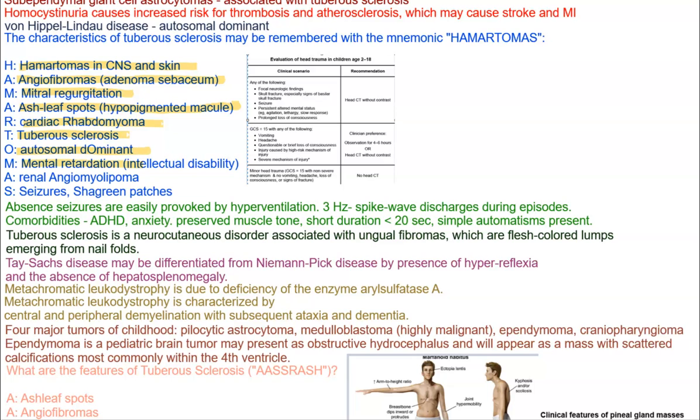M stands for mental retardation or intellectual disability. A stands for renal angiomyolipoma. And the S is going to stand for seizures or Shagreen patches.